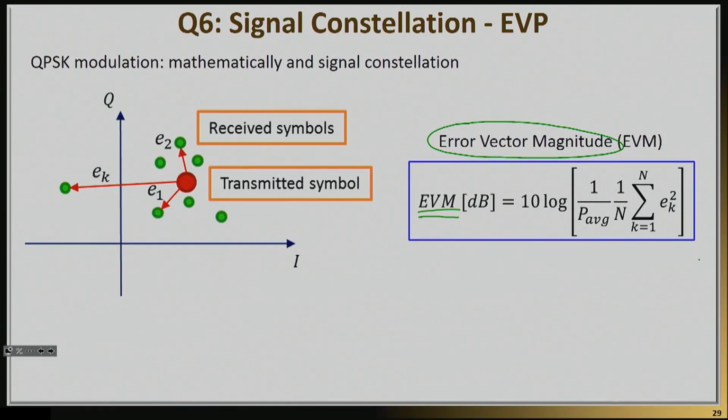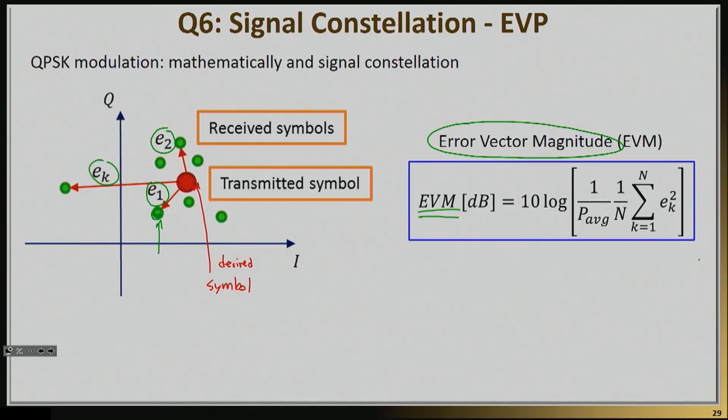Here I have zoomed in. This is the symbol that I'm expecting to receive, let's say the desired symbol. And all the green dots are what I'm actually getting. So there's going to be a geometrical distance between the green dot here and the symbol that I want in transmission number 1. There's going to be a different geometrical distance in transmission number 2 or in transmission number k.